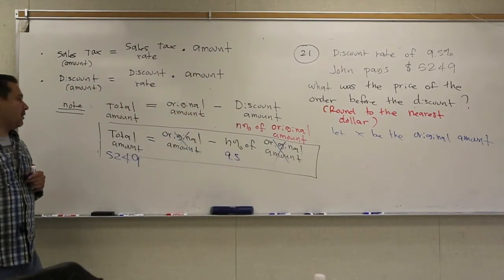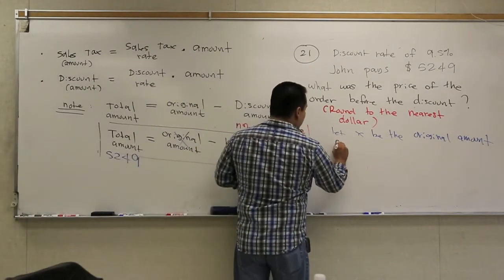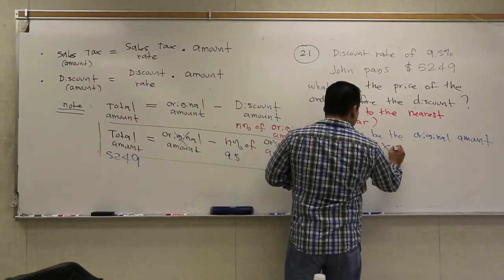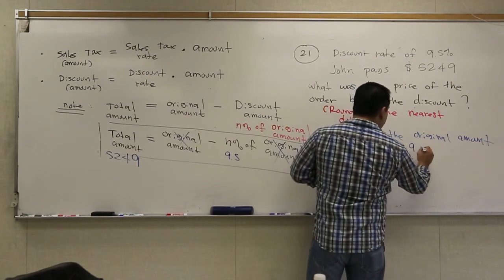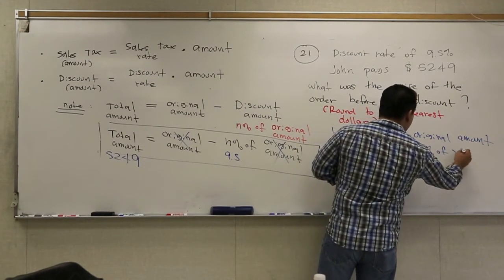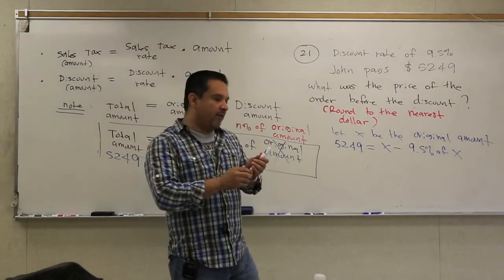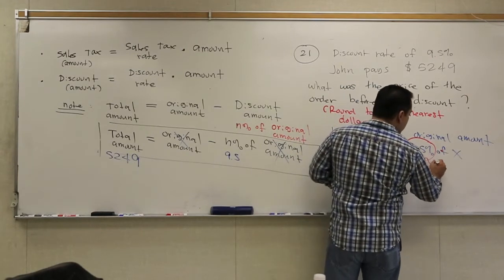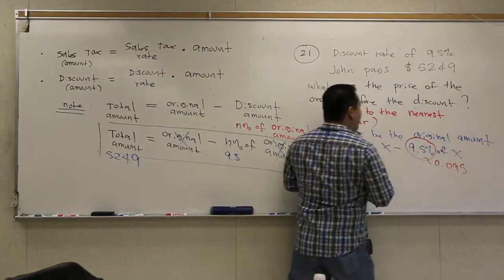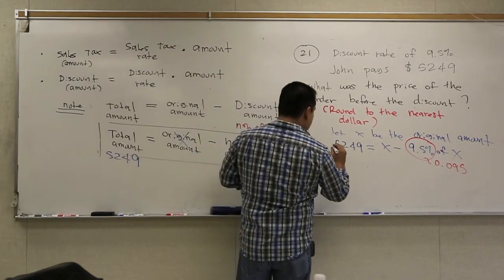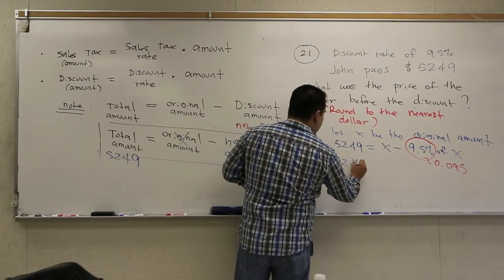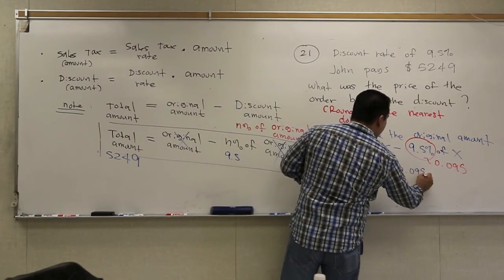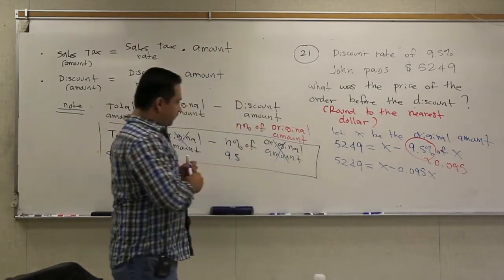So it looks like my model then becomes 5,249 equals X minus 9.5% of X. The word of you replace with times. What's 9.5% as a decimal? 0.095. So your algebraic equation really looks like this: 5,249 equals X minus 0.095X. Okay?